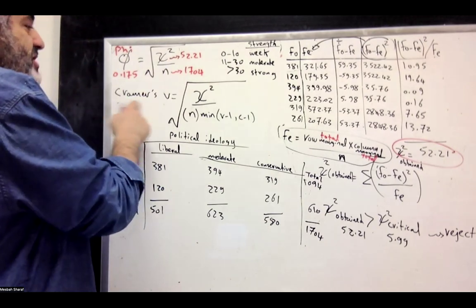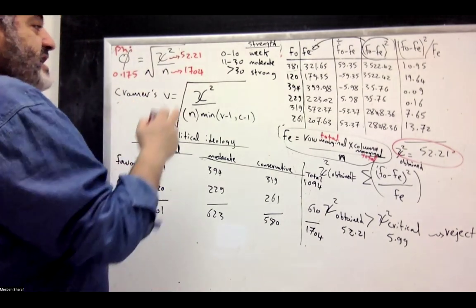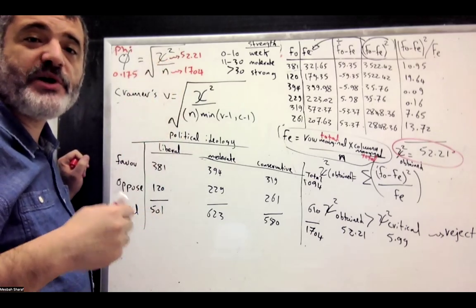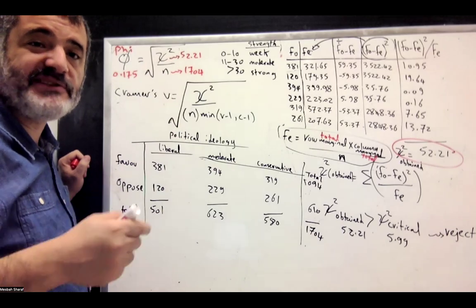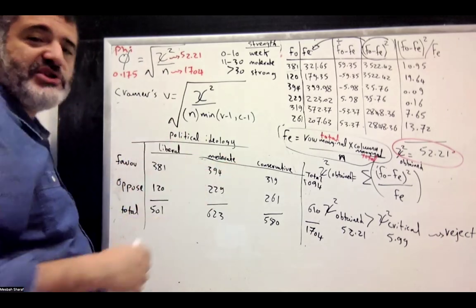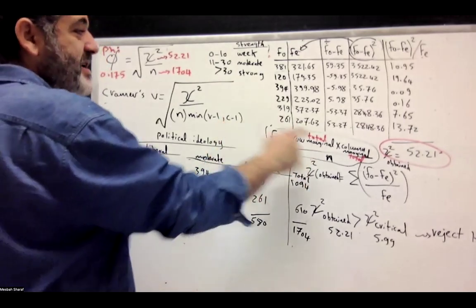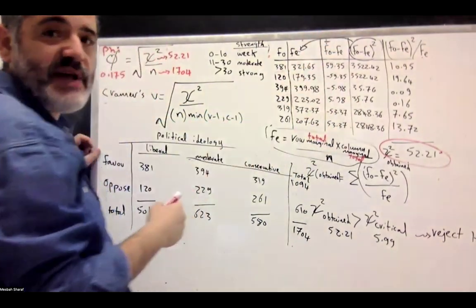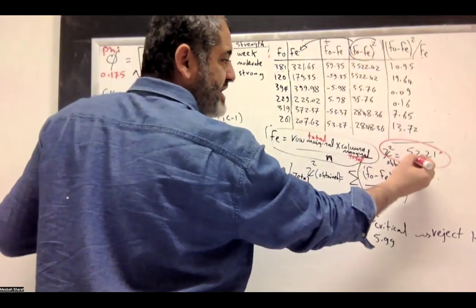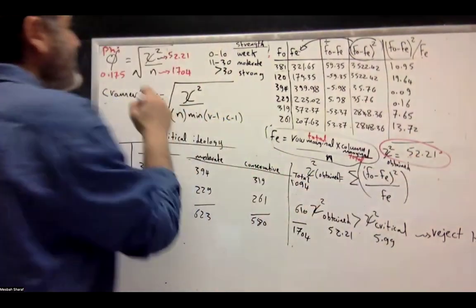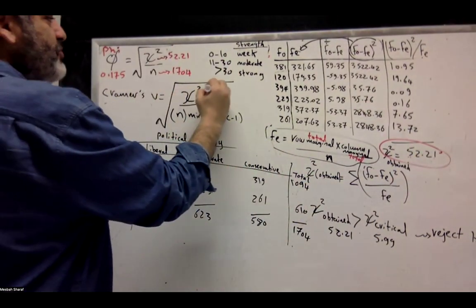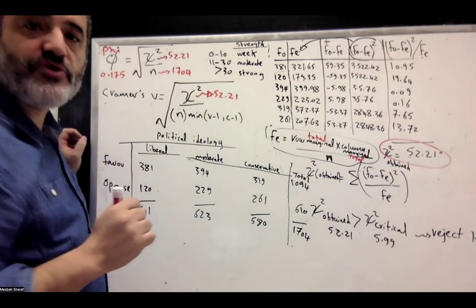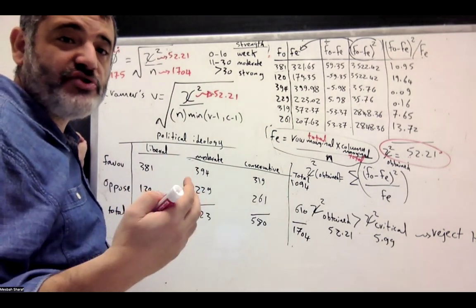The second measure is Cramer's V, and it also uses the chi-square. That's why we call these two measures chi-square based measures. So these measures are based on the chi-square. What is the chi-square that we already got? What is the obtained chi-square? This chi-square is the obtained one, which we already got by doing that calculation: 52.21. So this is the chi-square obtained that you have to calculate yourself.